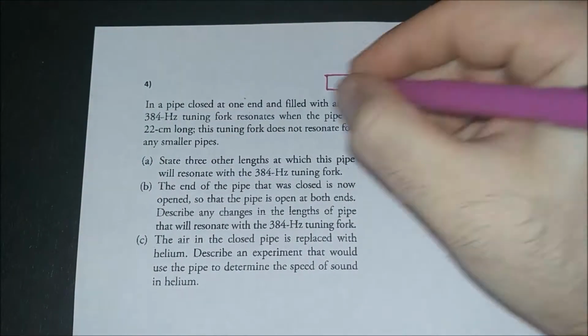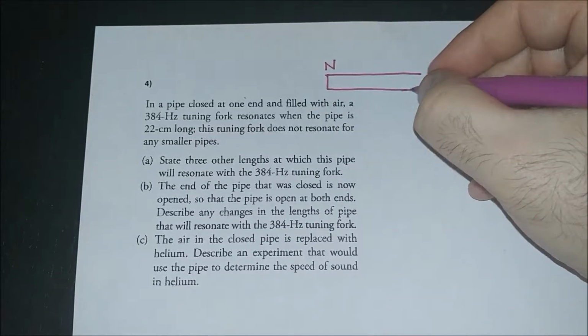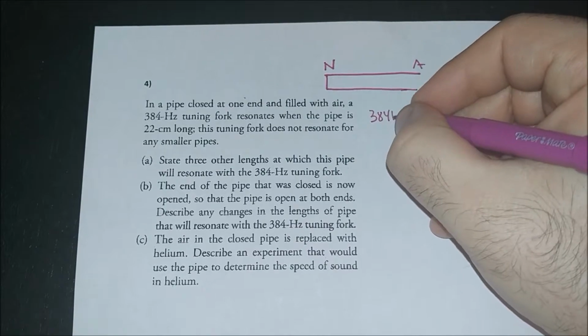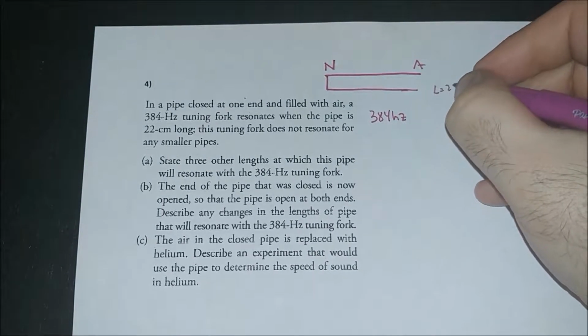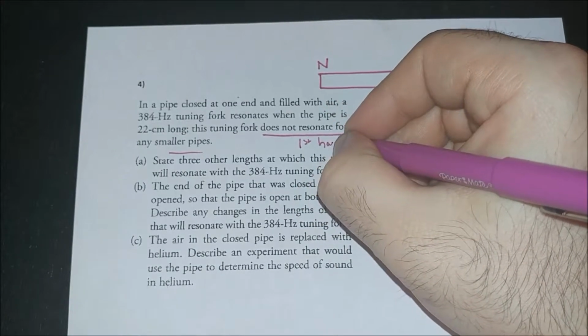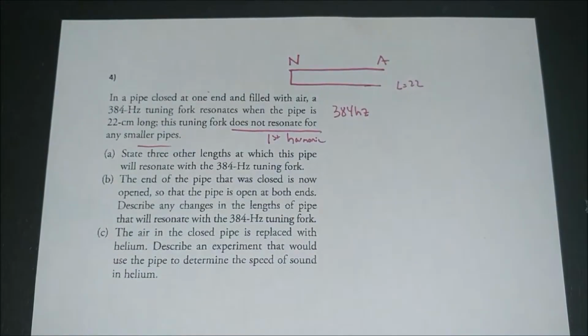Now, I have a pipe closed at one end. The one end that's closed needs a node. The open end always needs an antinode to make a note and resonate. If there's not a node to antinode there, it won't work. So I have a frequency, and the length is 22. Since it doesn't resonate for any smaller pipes, that means that the first thing it's going to do is be its first harmonic.